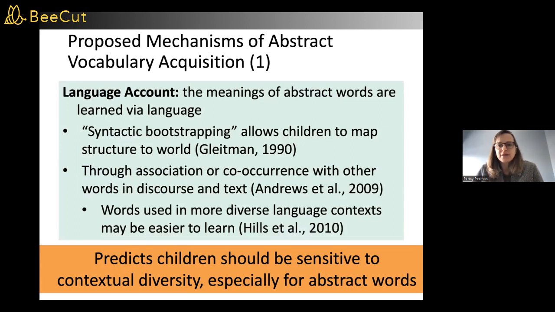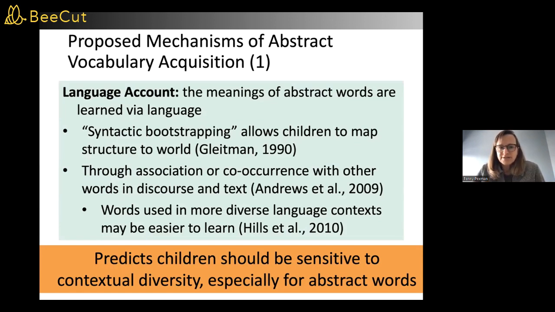One is something that comes from work by Lila Gleitman and colleagues. We could call it syntactic bootstrapping. It's this idea that syntax and the constraints it puts on the use of language, the way we use words, the way we organize words, provides clues about meaning, and that children can start to make inferences from that and build up an abstract vocabulary.